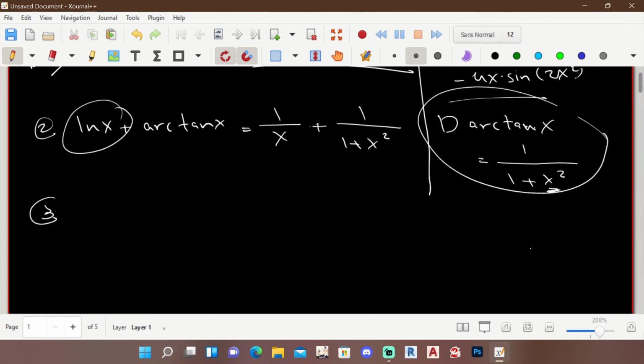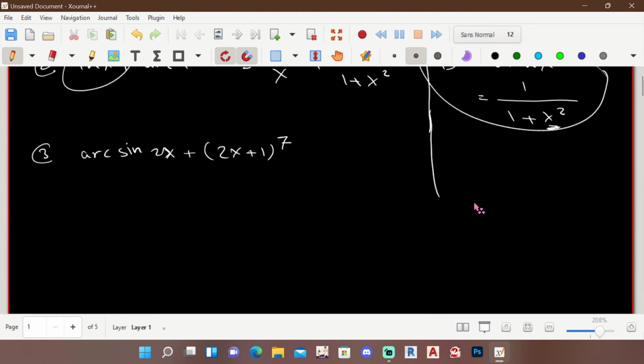Third one, what's with the 3? Okay. Arcsine 2x plus 2x plus 1 to the 7th power. Here again I'm gonna write on the side the arcsine's derivative, excuse me, arcsine x. I'm gonna write this. It's good to memorize those derivatives.